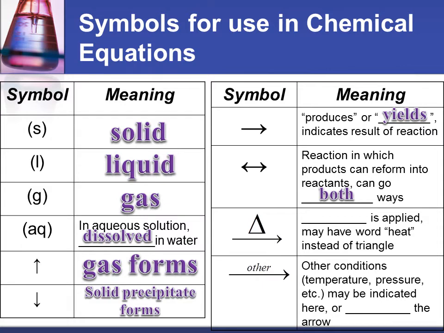Now, sometimes you're going to have your arrow and you're going to have stuff over the top of it. And that's going to mean that stuff is required to make that reaction happen. So if there's a triangle, then that's going to mean that there's heat applied. And sometimes instead of a triangle, they'll just use the word heat. They could use any number of things to make a reaction occur. And so if there's something else written over the arrow, that just means it's not part of the reaction, but it's used to make it happen faster.